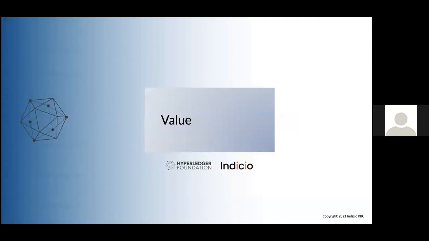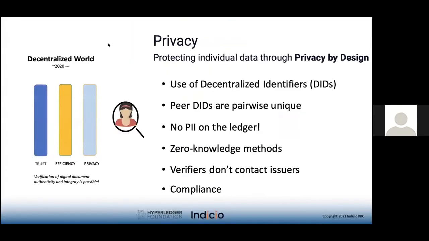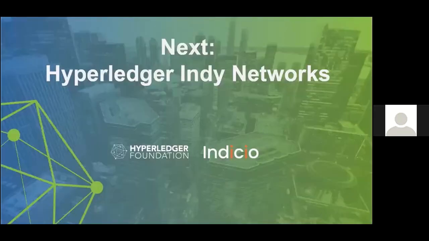A very brief note on value. When we achieve the decentralized model that you saw earlier, trust, efficiency, and privacy, we are able to protect the data of individuals and be very compliant with things like GDPR, HIPAA, and those types of regulations. We use zero knowledge methods and help businesses ensure compliance in addition to making it efficient for all of their customers and end users. And so with that, we've got a very broad basis in why we're here.